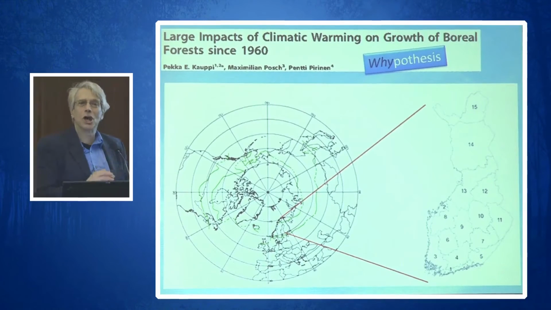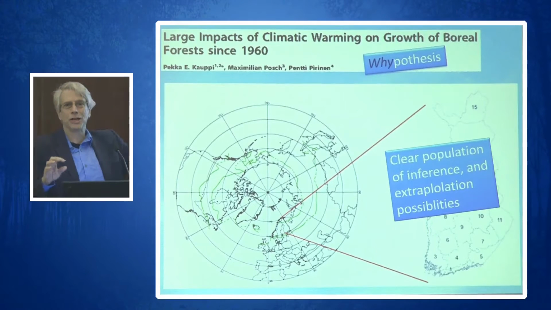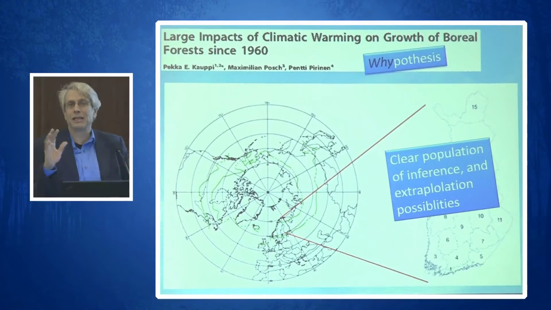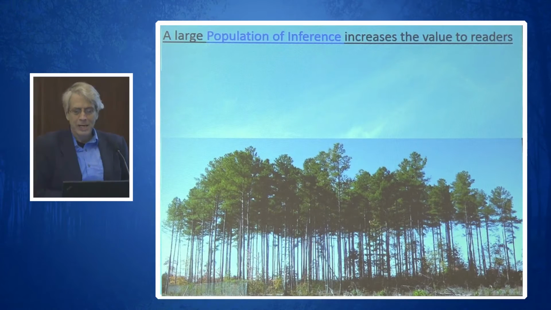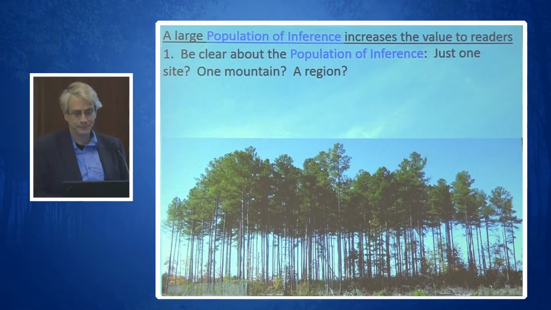And what I like about this is the authors told us very clearly what their population of inference was, the country of Finland, and they showed us different zones, but then also where they think we might make use of the information that they came up with. So a clear population of inference, and then they're telling us how we might extrapolate beyond that, but they're not mixing up the two. One, they can give us statistical ideas, and the other, they can give us a representative idea that they think will be useful to us. So any study that has a larger population of inference is likely to be of more value to potential readers.